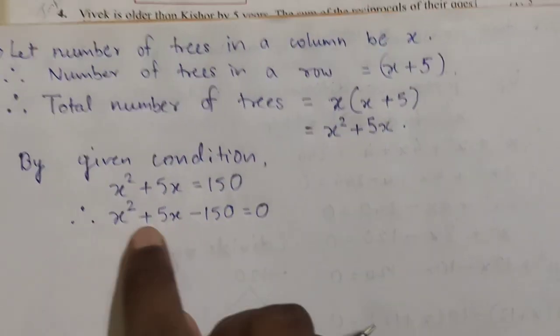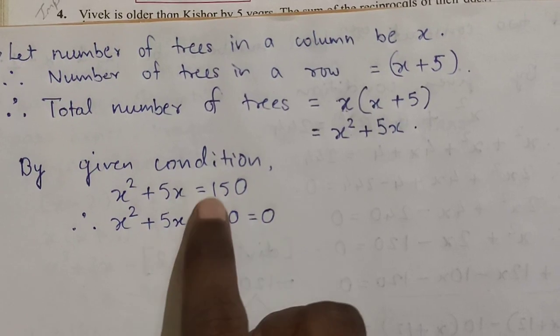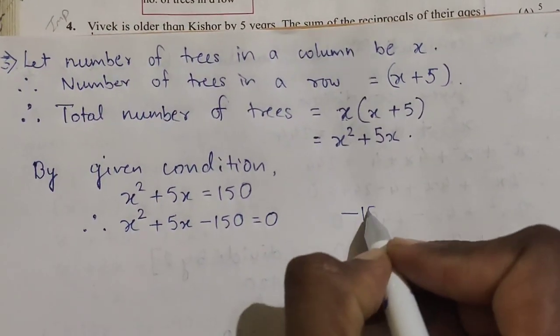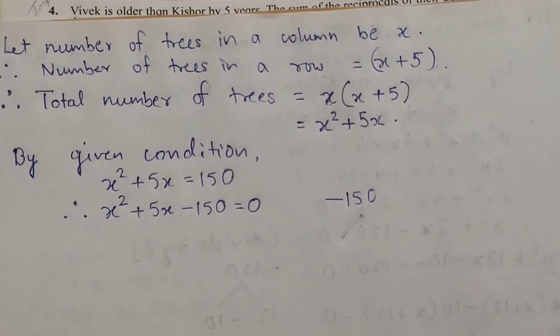Now what you have to do? You have to solve this quadratic equation. For that purpose you have to make two parts of minus 150 such that after subtraction you get 5.